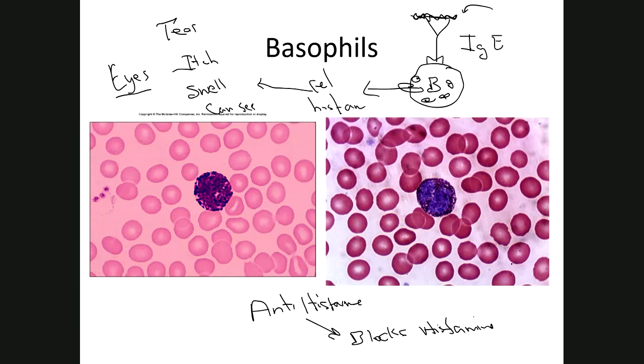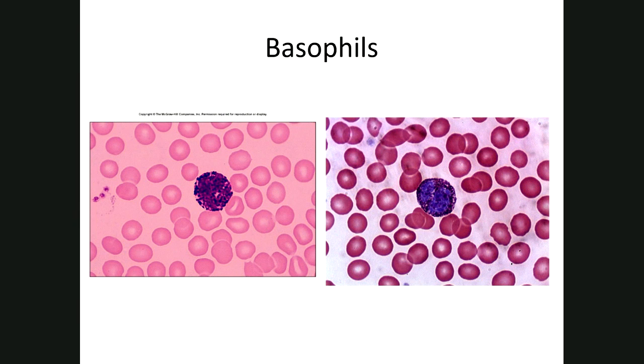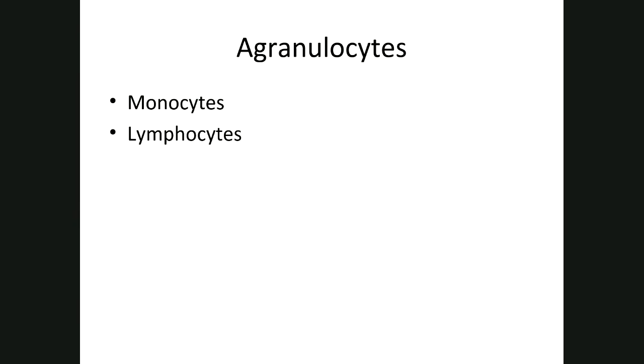Okay, so those are the granulocytes. Let's look at these agranulocytes. So remember, A in front of a word means no or without. So no granules. When you look at these, you're not going to see those granules. You're going to see a fairly clear cytoplasm. It's somewhat sort of like lilac color. It's clear and lilac colored.